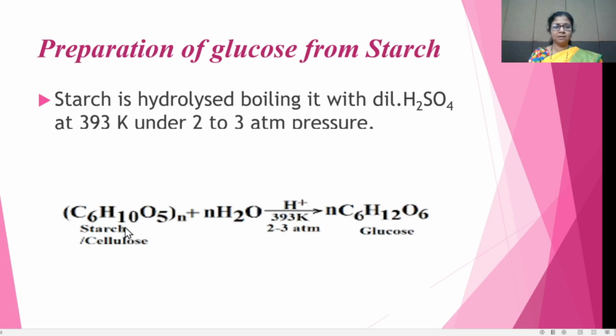(C6H10O5)n is starch, which is a polymer. This molecule is repeated n times. When it is hydrolyzed, that means heated with H2SO4 at 2 to 3 atmospheric pressure, n molecules of H2O are added and n molecules of glucose are formed. This method is used on a large industrial scale. In this way, we know the preparation of glucose from starch.